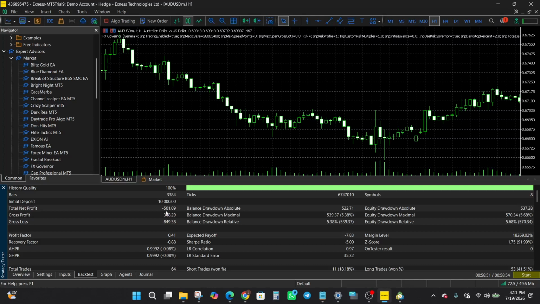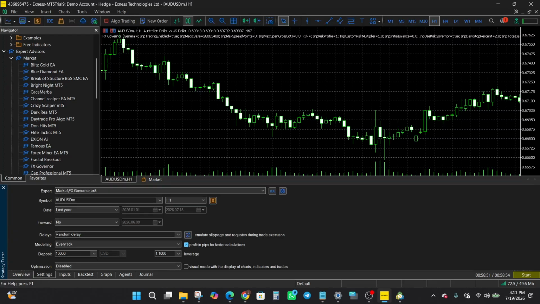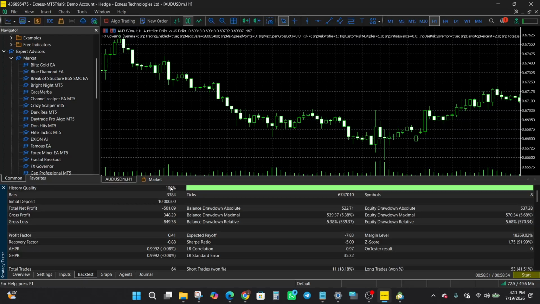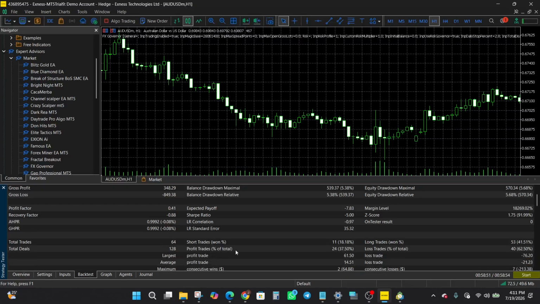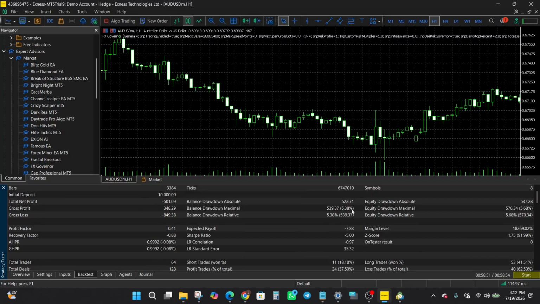This test ran across 8 different forex pairs simultaneously from the start of January through mid-July 2026, with history quality at 100%. Across 64 total trades, the win rate came in at 37.5%. Maximum drawdown stayed fairly contained at just under 5.7% on an equity basis, right?